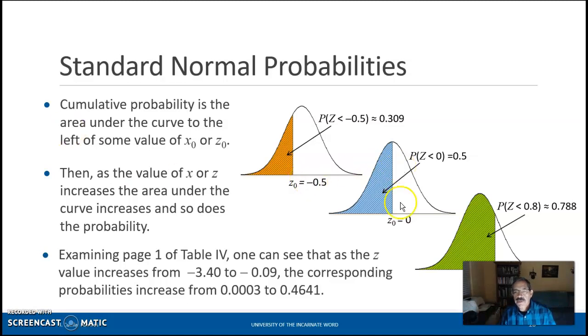And that's what I'm trying to show you with these 3 graphs, where z sub 0 is minus 0.5 in the first one, 0 in the second one, and 0.8 in the third one. You can see the probability to the left of each of those values is increasing as the value of z increases. All right. And you can see this in table 4.